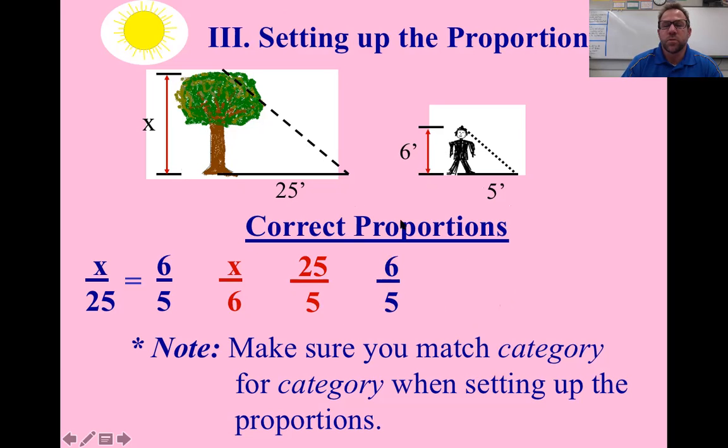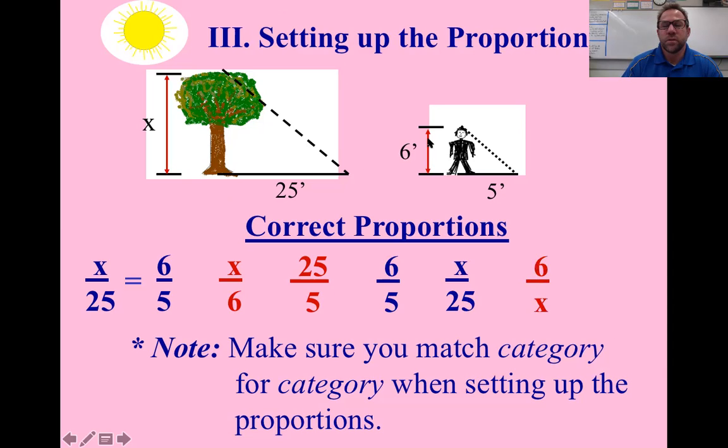Okay, so if I go 6 to 5, so height of the man to his shadow, then that would be the same as the height of the tree to the length of its shadow, right? The height of the man compared to his shadow, the height of the tree compared to its shadow. Okay, and then I think I've got one more.